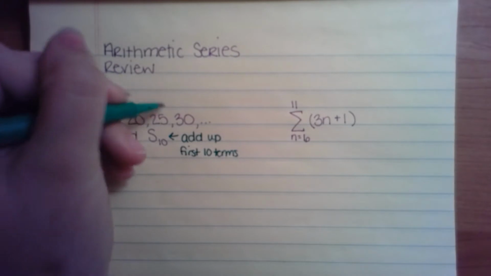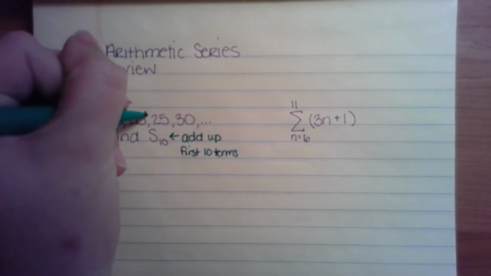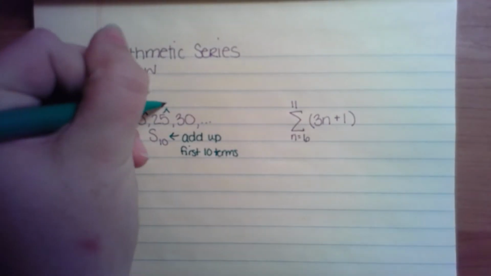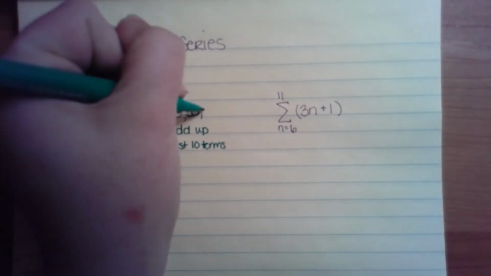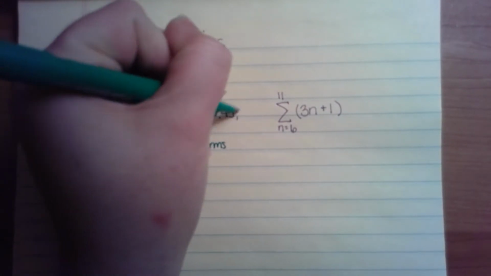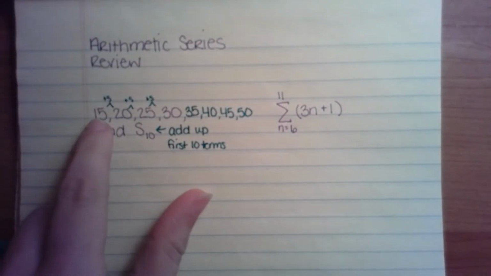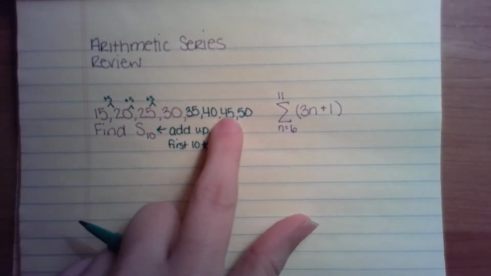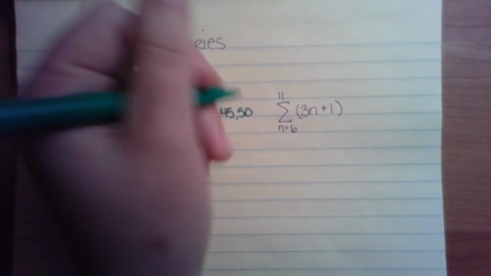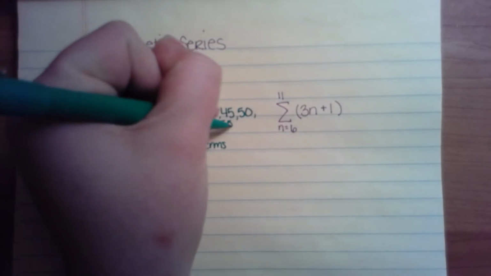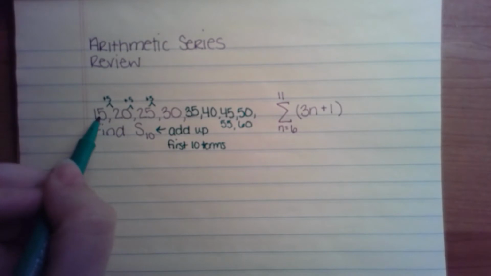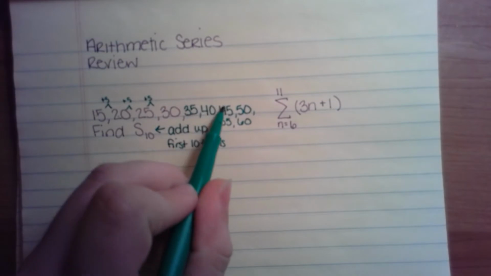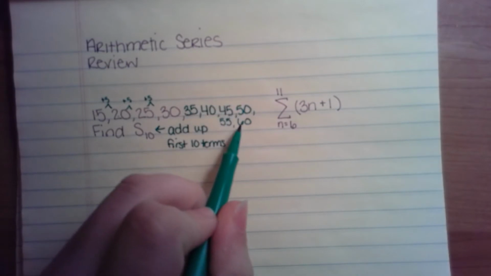Well, I noticed that this is a plus 5 pattern, right? Each time I go, I'm adding 5. So to carry on that pattern, I just need to keep adding 5. So 35, 40, 45, 50, and so on. I can tell 1, 2, 3, 4, 5, 6, 7, 8. I need 10. And I'm going to go down here so that I don't run into my next one. So this is the first 10 terms: 15, 20, 25, 30, right? The first, second, third, fourth, fifth, sixth, seventh, eighth, ninth, and 10th terms.